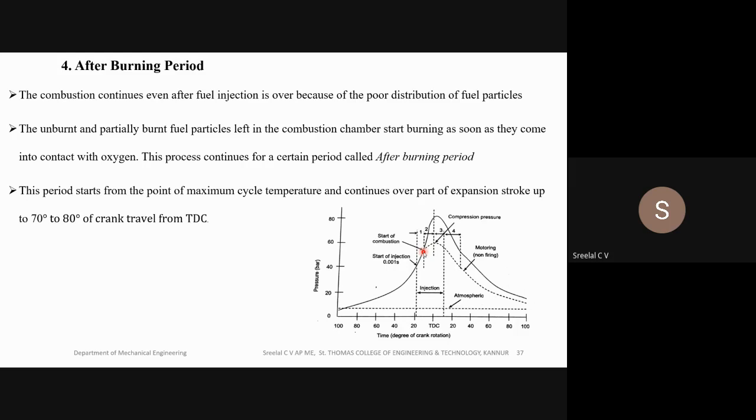Okay, and this topic is also very important, similar to the SI engines.